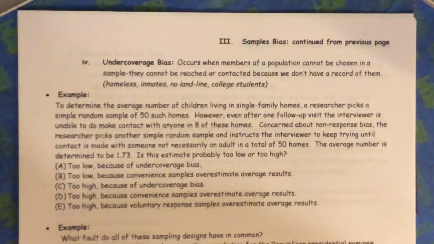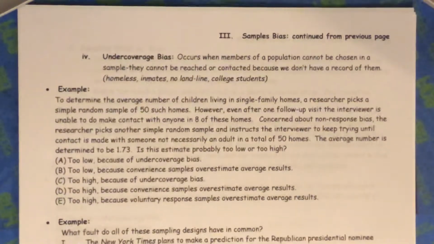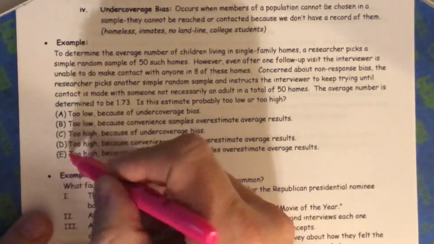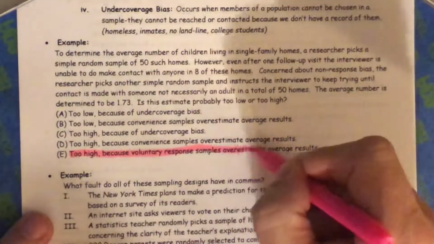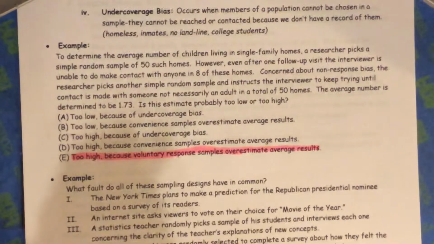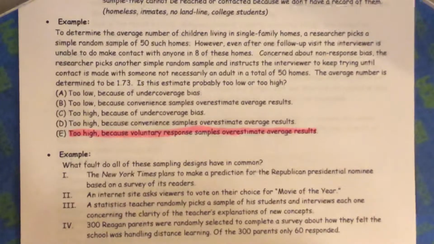So once again, this is likely to be too high because the ones who answer the door are those who have more family. So too high because voluntary response samples overestimate the average response. This would be a situation we'd be in trouble if they had non-response bias here, because it would make it very difficult, but I don't think that will ever happen. It'd be very difficult to determine between those two.